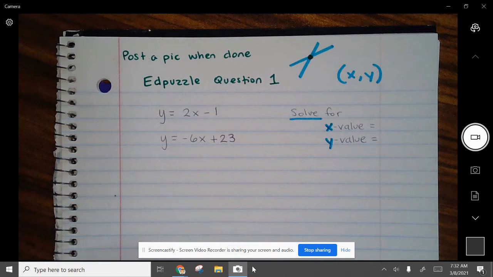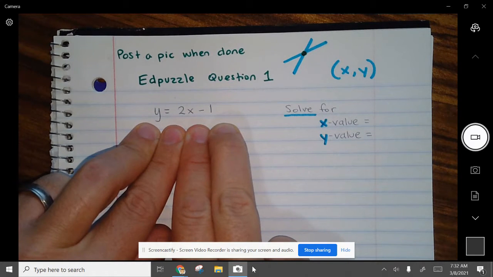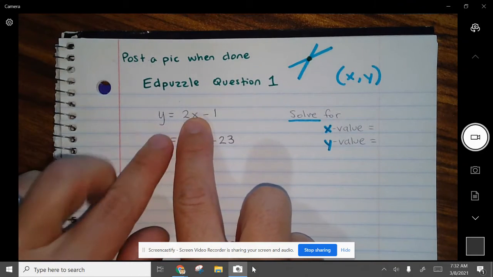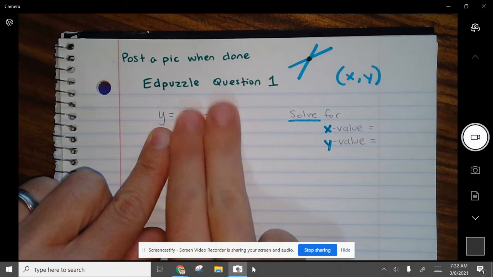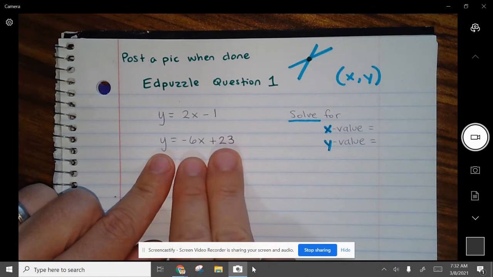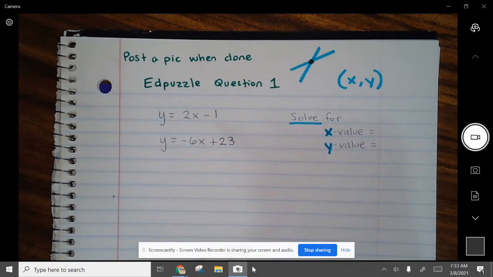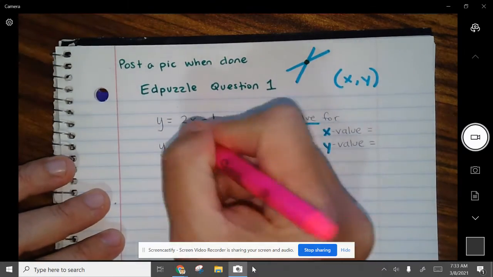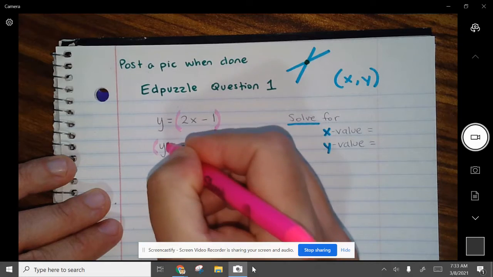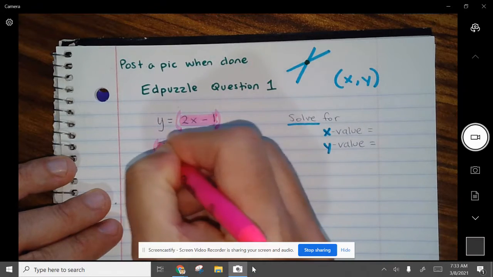How do we do that? We're going to look at our equations. First of all, I look at this one, y equals 2x minus 1. This is in slope-intercept form. Okay, cool. What does all of this equal? Y, right? Y equals 2x minus 1. Now down here, y equals negative 6x plus 23. Now that's kind of a big number too. But when I see that they both equal y, I'm allowed to take all of this and put it right here. I can take all of this and replace it with the y.